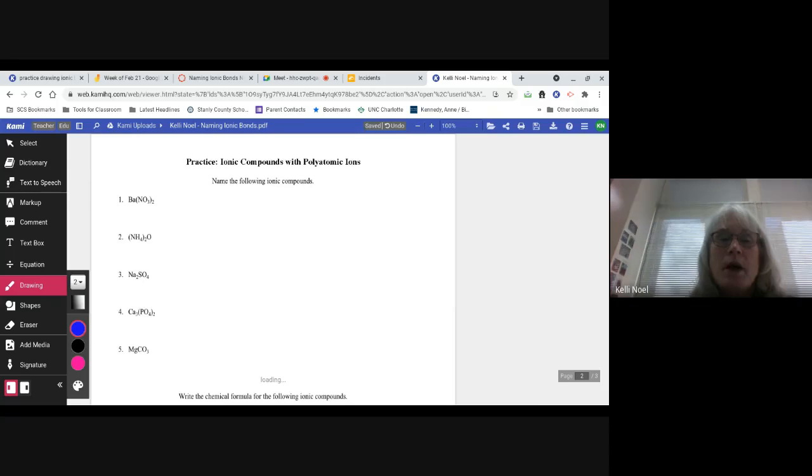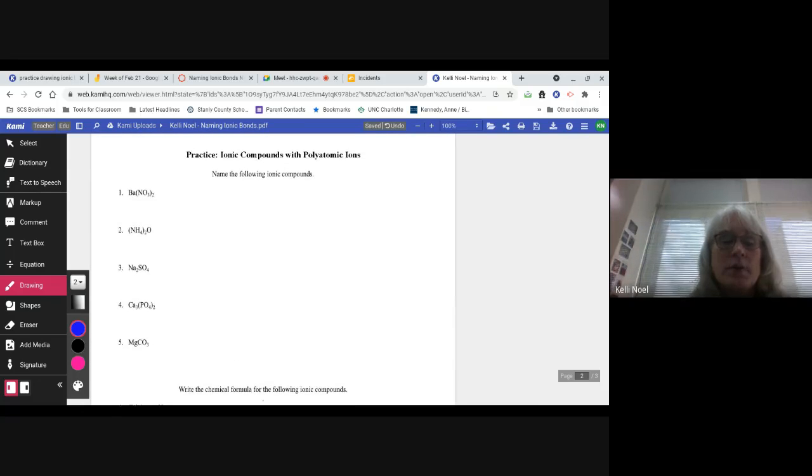All right, here's the polyatomic ions. You're going to need your periodic table and the polyatomic ion chart. You're going to name these. Remember, number 2 is the only one that will start with a polyatomic. The rest of these will start with a metal. So I'm going to do number 1. Ba, I'm going to look on my periodic table, and I see that that's barium. So I'm going to write barium.